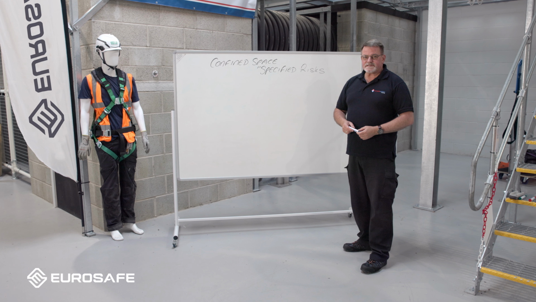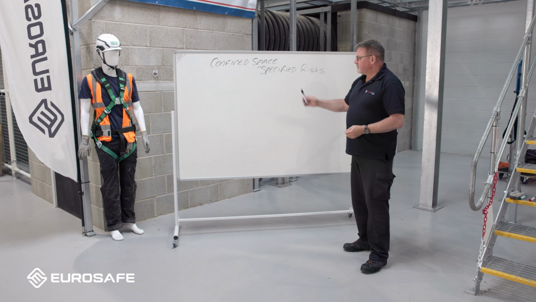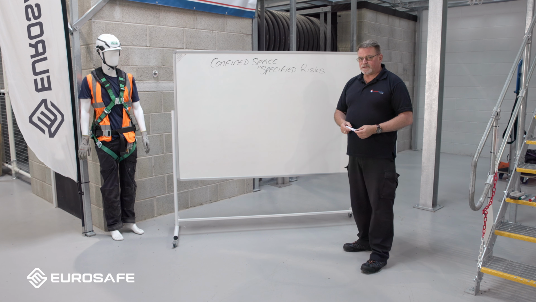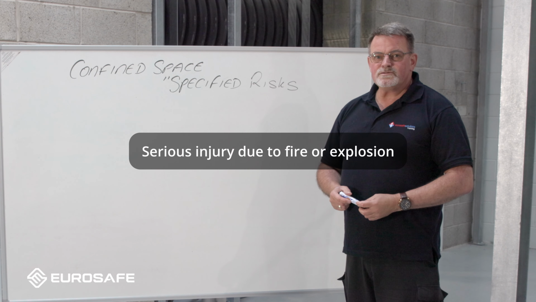Hi, today we're looking at the interpretation of confined space, where a confined space can be any place by virtue of its enclosed nature, which I've discussed in the previous video, where there may arise a reasonably foreseeable specified risk. And today we're going to be starting to talk about these specified risks. There are 5 that are included in the confined space regulations, and the first one we're going to discuss is serious injury due to fire or explosion.